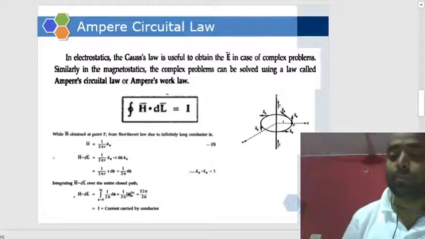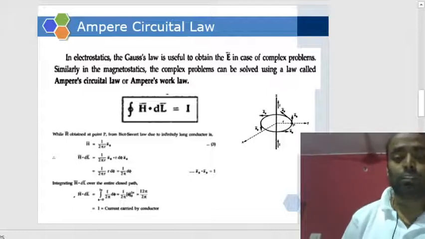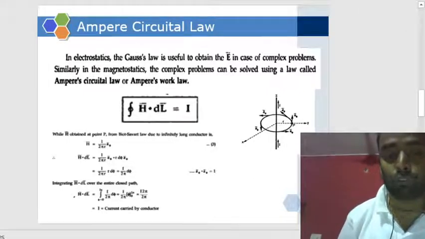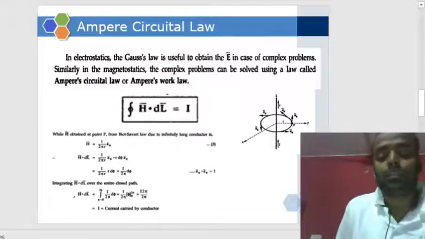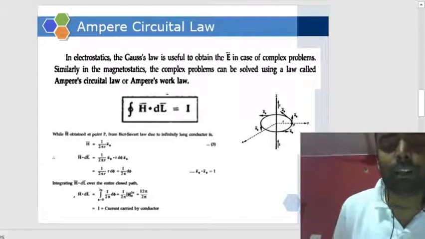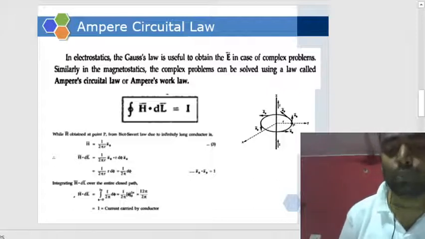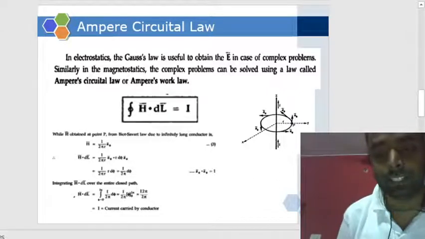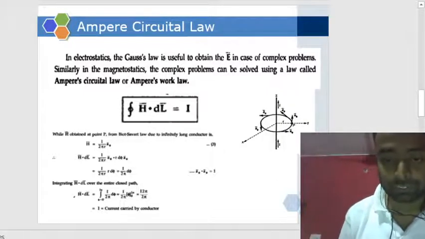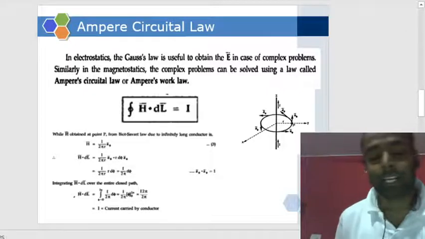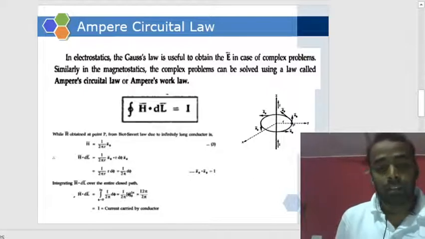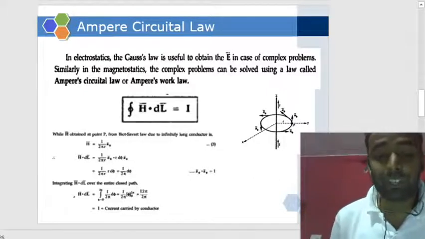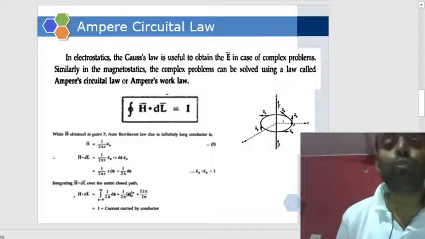Similarly, in magnetostatics, to solve complex problems a law is used, which is called Ampere circuital law. ACL is the short form, also called Ampere's work law. Ampere circuital law states that the line integral of magnetic field intensity is equal to the current enclosed. So the line integral of magnetic field intensity is equal to the current enclosed.